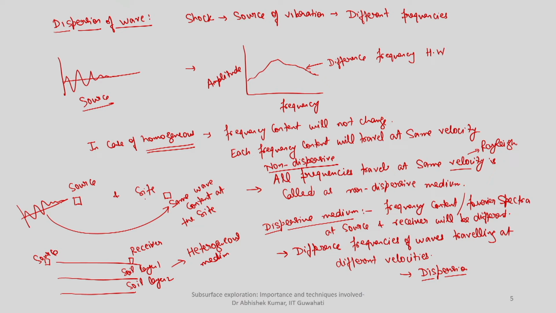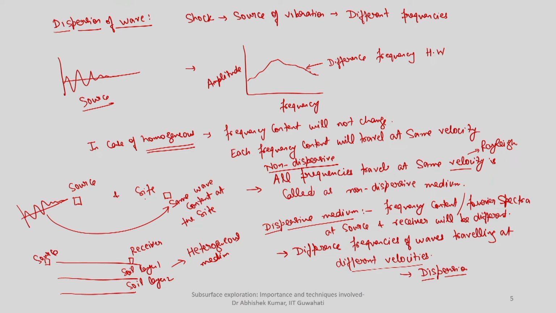the velocity at a particular frequency of wave content may increase or may decrease depending upon the physical properties of the second layer, third layer and so on. Accordingly, this will affect the time of arrival of each frequency content at your receiver. Because the time of arrival of each frequency content is changing, you can say that different frequencies are travelling at different velocities.